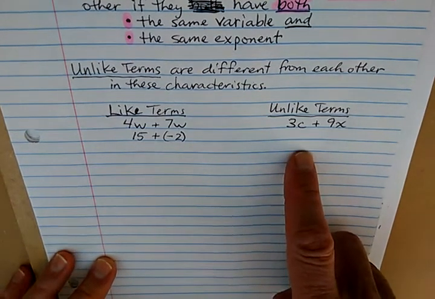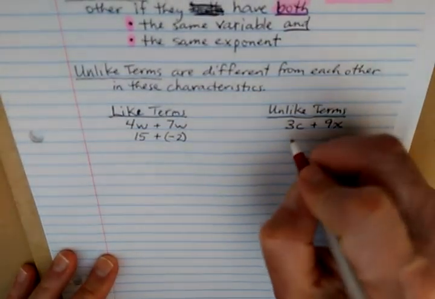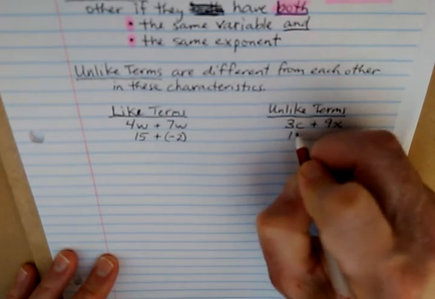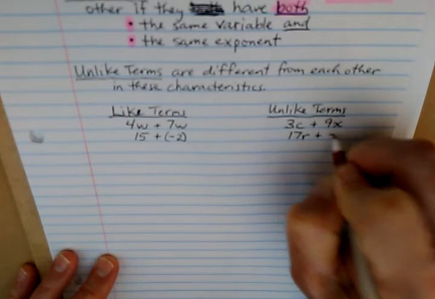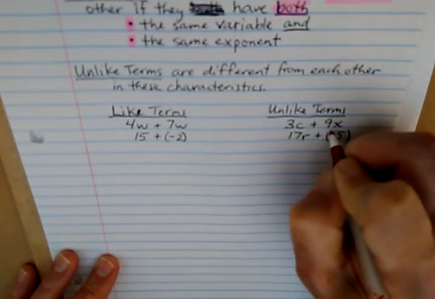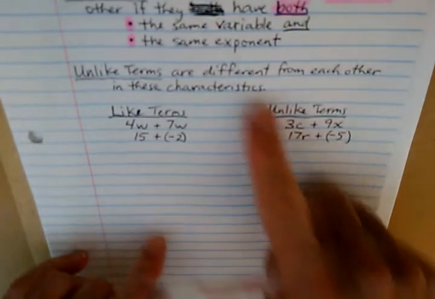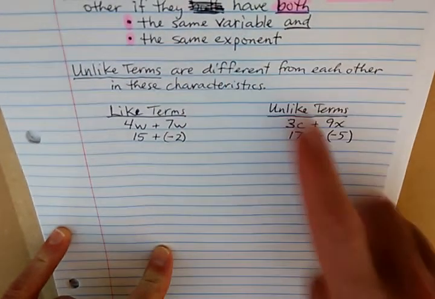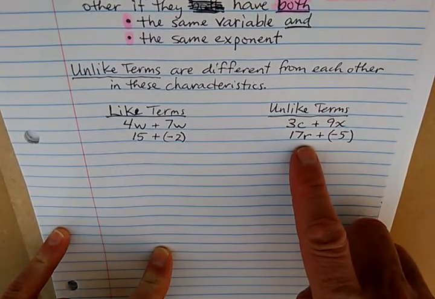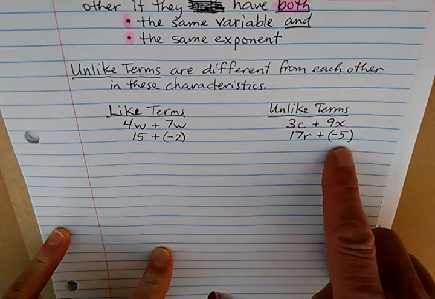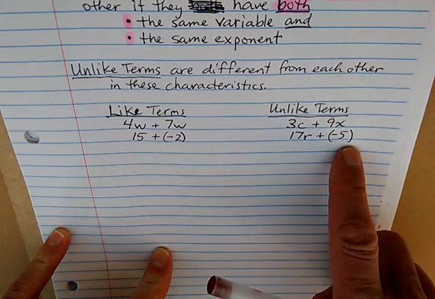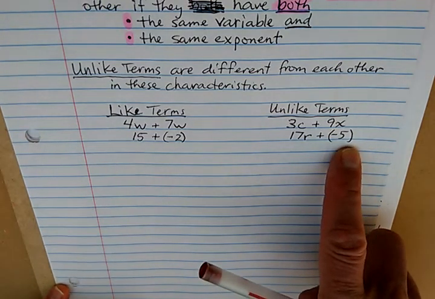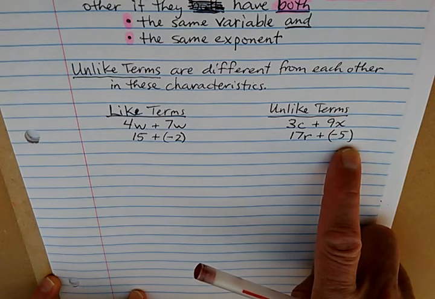But if you were to take the example 17r plus -5, in this case they're unlike terms. They're not like each other because we're looking at whether they have the same variable. The 17r has the variable r, but the -5 doesn't have a variable, so they're not like each other. These are considered unlike terms, which means we cannot add them together. And that's what we're going to talk about next. And we're going to talk about combining or adding terms together.